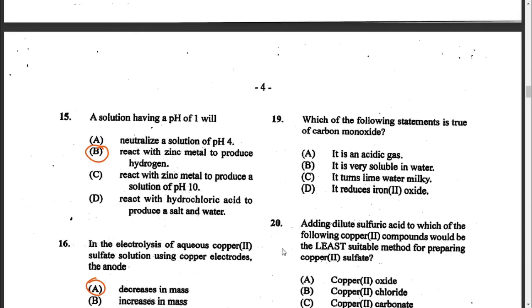Question 19. Which of the following statements is true of carbon monoxide? Is it an acidic gas? No, carbon monoxide is a neutral gas along with N2O, dinitrogen oxide. B. Is it very soluble in water? No. It turns lime water milky, that is carbon dioxide. It reduces iron oxide to iron. Yes, this takes place in the blast furnace.